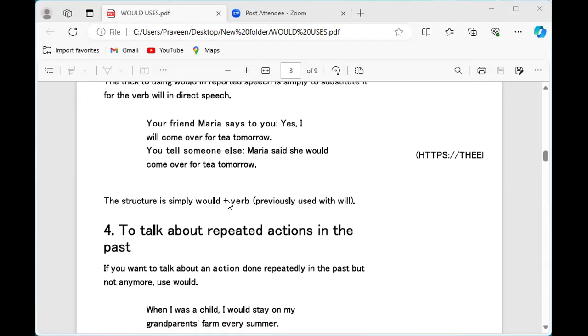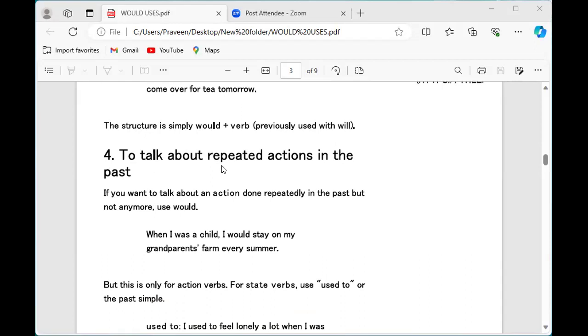Come is a base verb form, and Maria is the subject. To talk about repeated actions in the past, if you want to talk about an action done repeatedly in the past but not anymore, use would. When actions happened repeatedly in the past, that time also we use would.